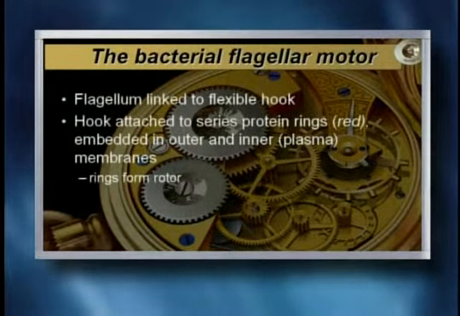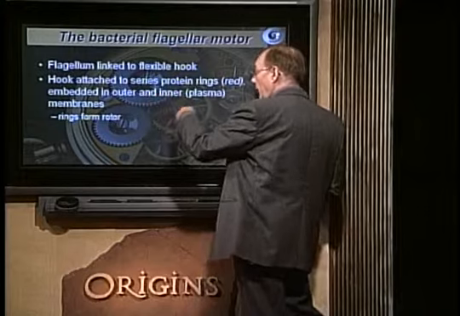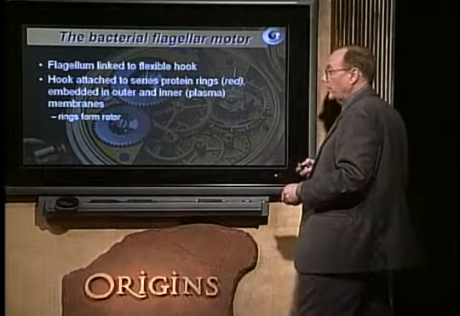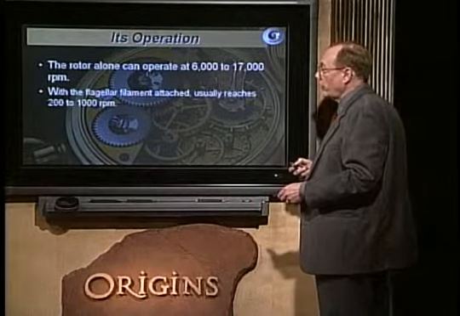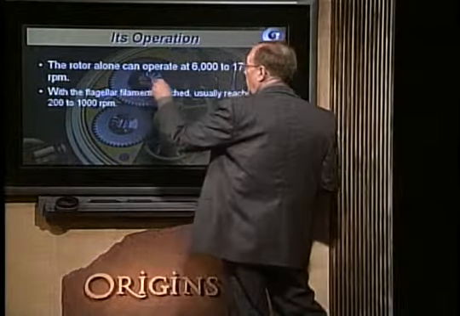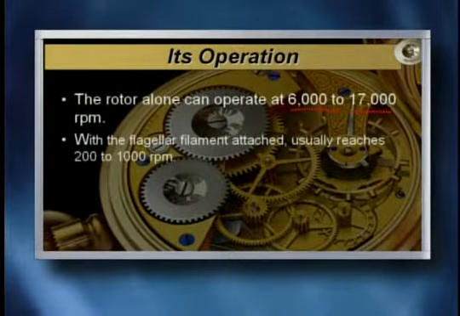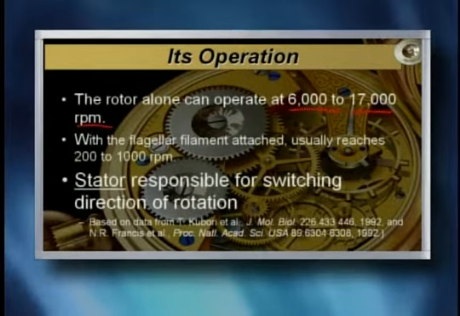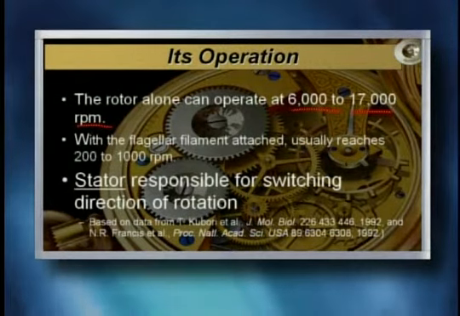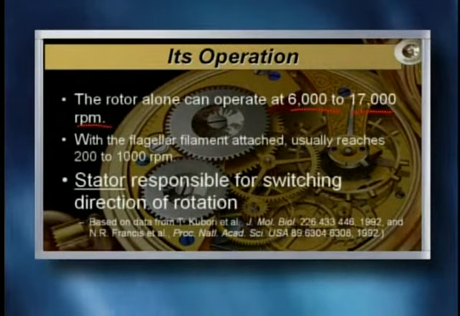And the bacteria motor, when we examine it in detail, we find it's again very complex. It has protein rings, it has inner and outer membranes, it has stators, rotors, and many parts which we're familiar with. In fact, the rotor alone can operate at 6,000 to 17,000 RPMs, and it can stop almost instantaneously and reverse itself.